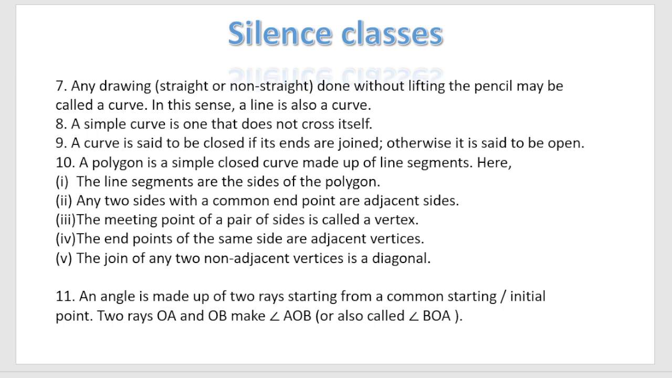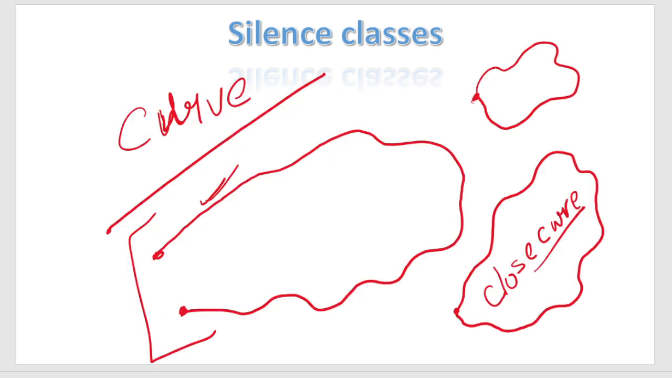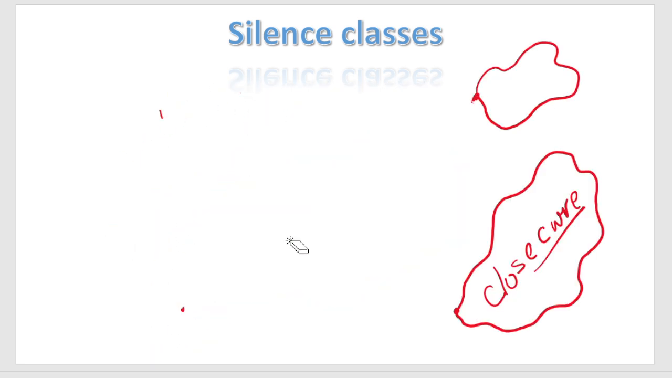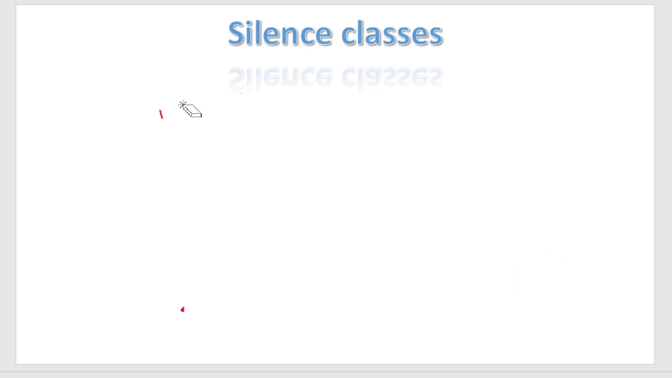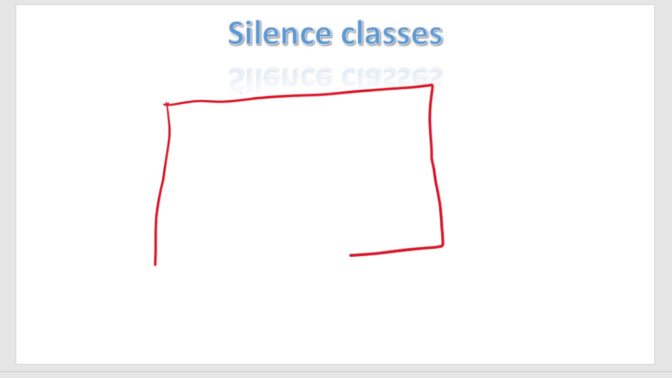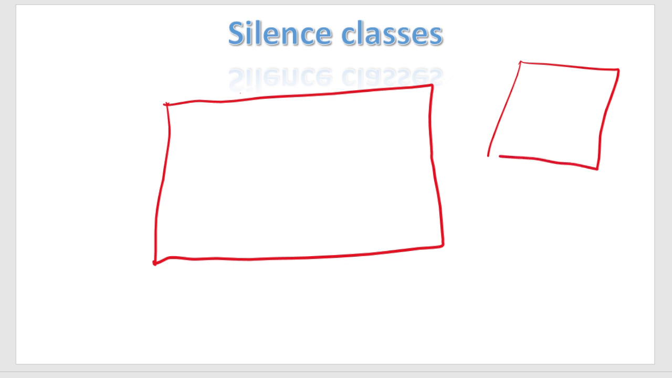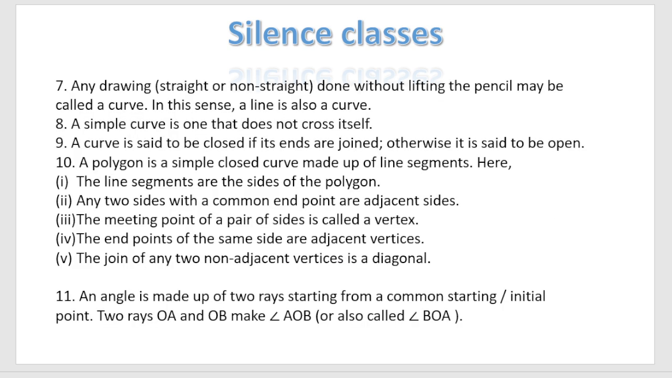Now, a polygon. What is a polygon? A polygon is a simple closed curve made up of line segments, which means straight lines are there. If I draw straight lines like this, these are known as polygons, and you can check it is a closed figure. We can draw like this too. This is also a polygon. All these are polygons. I hope you understood.